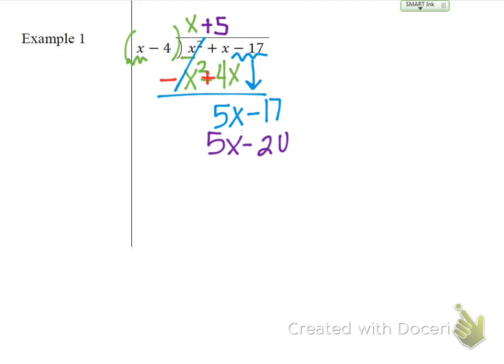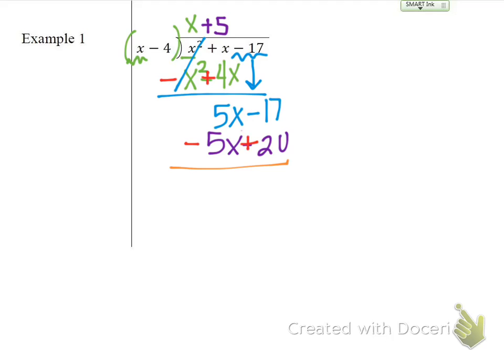Now with long division, what do you do after you've lined it all up? You subtract. So subtraction changes the signs. So 5x becomes negative, and 20 becomes positive. And then you are going to add.